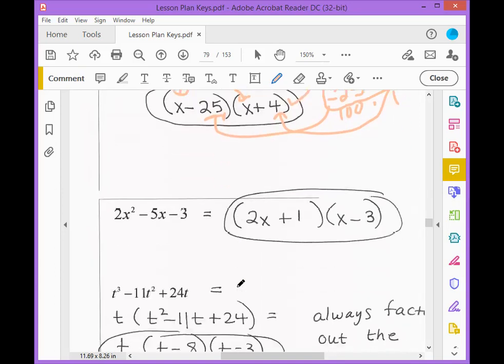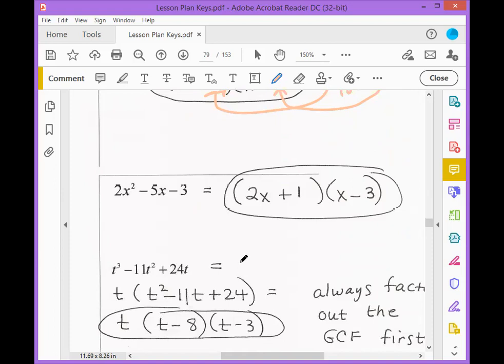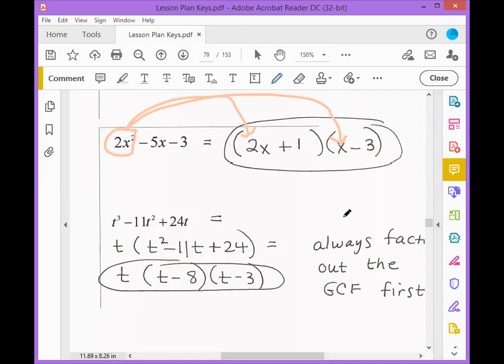All right, the next example we have 2x squared minus 5x minus 3. As we look at this example, we notice that our first term, 2x squared, is a prime number, and we can factor 2x squared using 2x and 1x. So we place them first in our sets of parentheses.